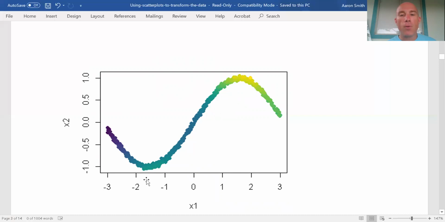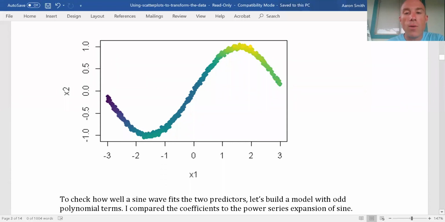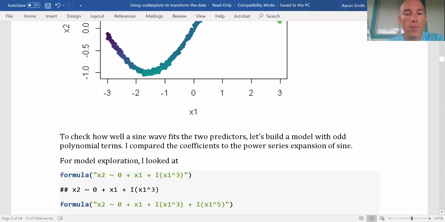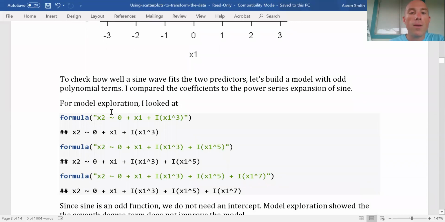So if I say pi over 2, negative pi, and pi, this looks a lot like a sine wave to me. So let's go ahead and do this. What I did is, if I have a sine wave relationship, then it's going to look very similar to the power series expansion of sine. And so I went ahead and started doing that.